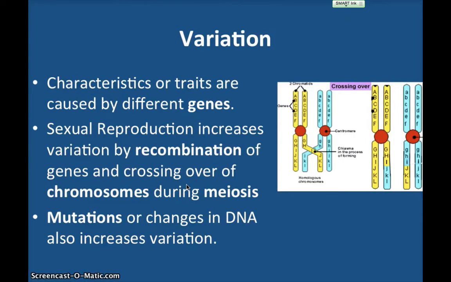Variation. Characteristics or traits are caused by different genes. There might be genes for blue eyes as well as for brown eyes. These are variations. Sexual reproduction increases these differences or variations through something called recombination of genes or crossing over. Remember, crossing over, as pictured on the right, is when chromosomes literally cross and exchange material. Notice that the final chromosomes on the right have a mix of the original. This happens during meiosis to create gametes.